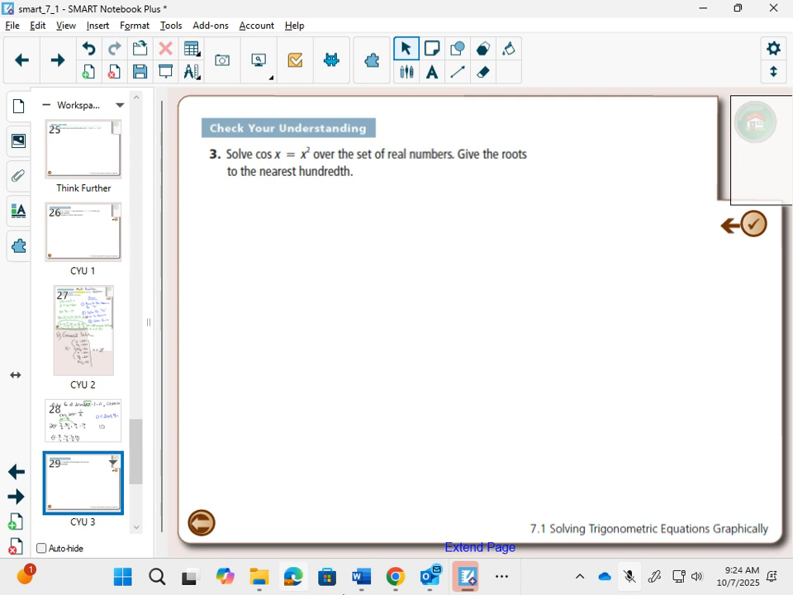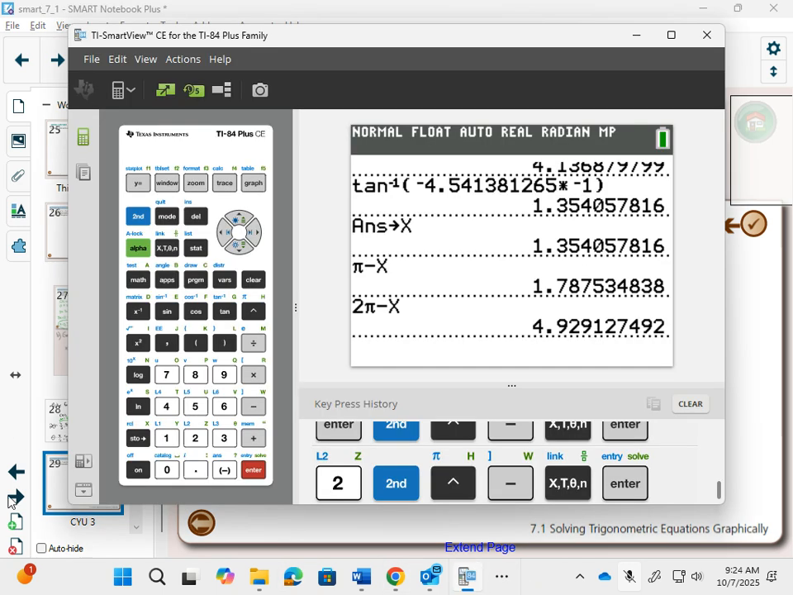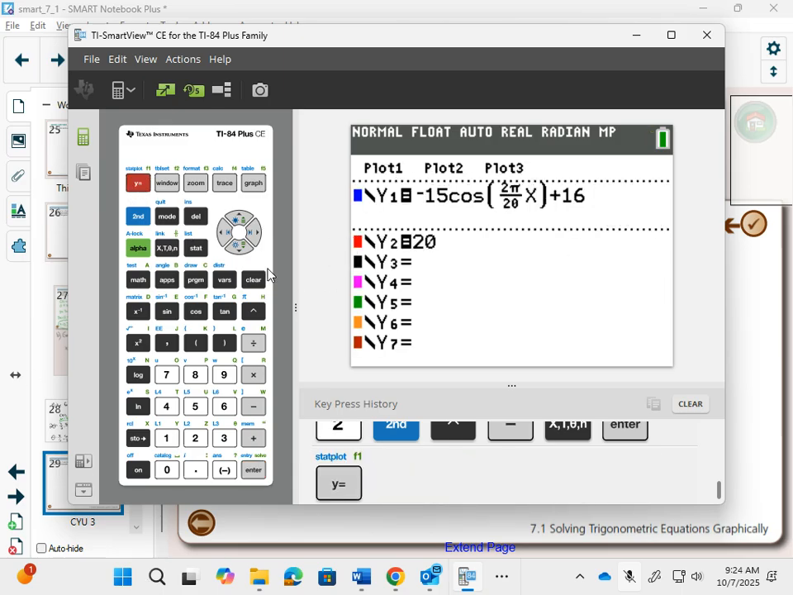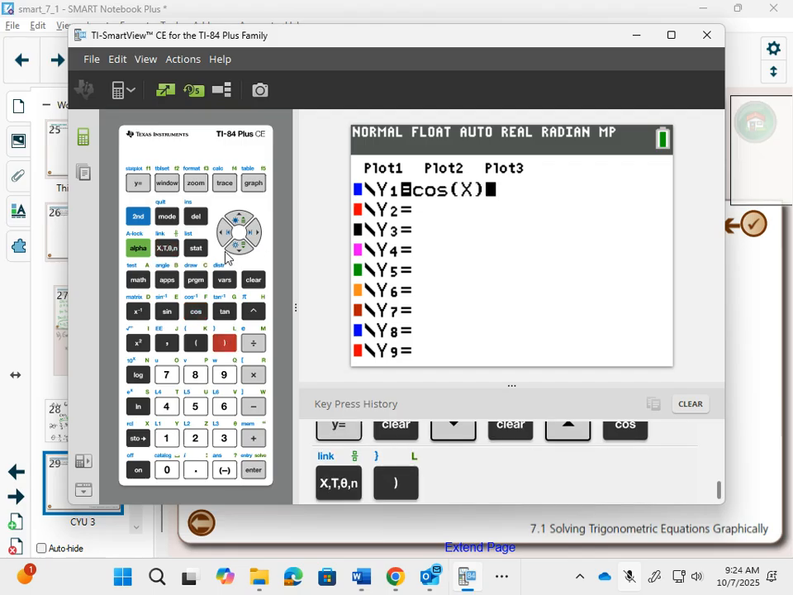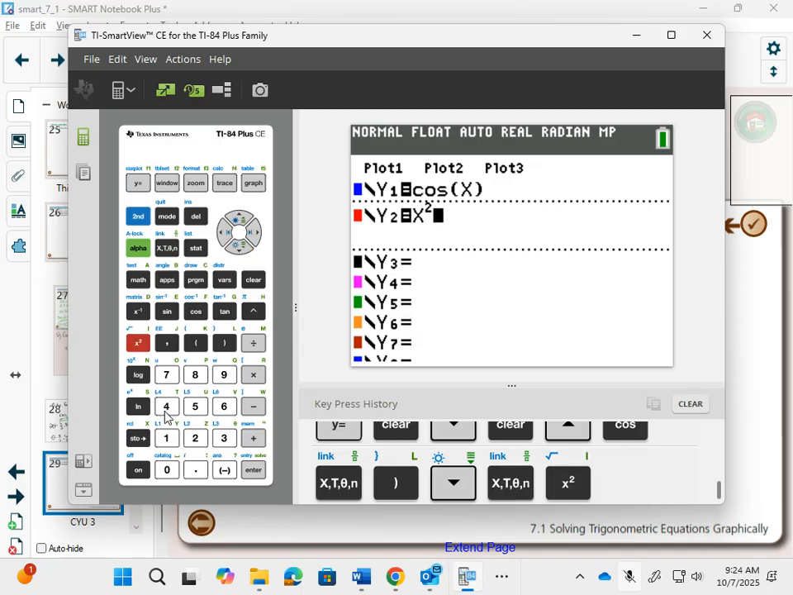So what we're going to do is take out our calculator. I'm going to open my calculator here. And when we're solving questions like this, we'll go to y equals, and we'll put the left side of the equation in one, and we'll put the right side of the equation, x squared, in the other one. And then we're going to graph them and see what happens.